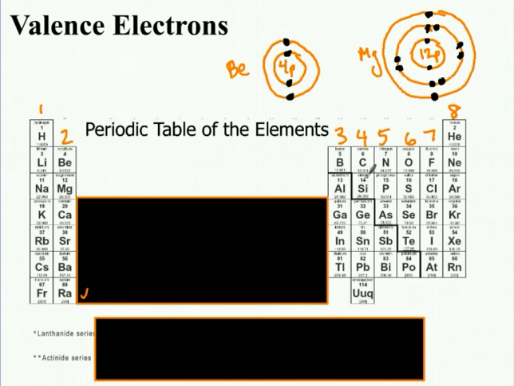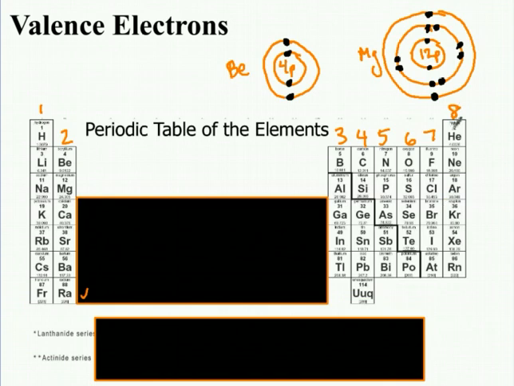The important thing you need to understand is that the middle elements, called the transition metals, don't matter when you're talking about valence electrons. So this is how I count how many valence electrons I have. And next week, being able to identify your number of valence electrons is going to be very important, because we start talking about chemical bonding.